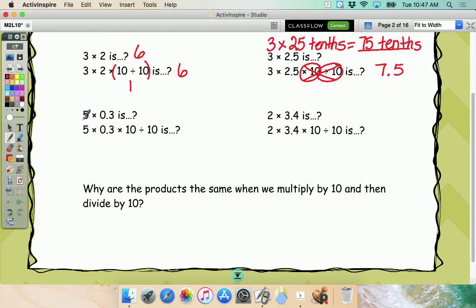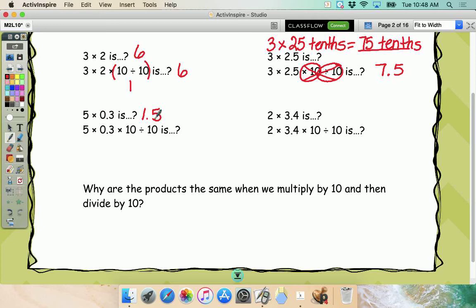All right, so I've got 5 times 3 tenths. It's going to give me 15 what? 15 tenths. How do I write that as a decimal? 1.5. Okay. What about 2 times 3.4? That's not going to be 34 ones. What is it going to be?